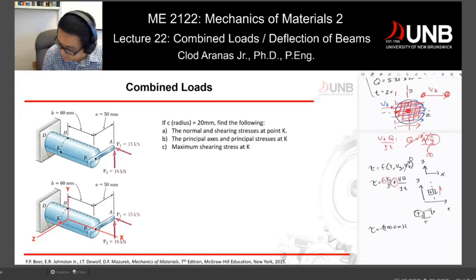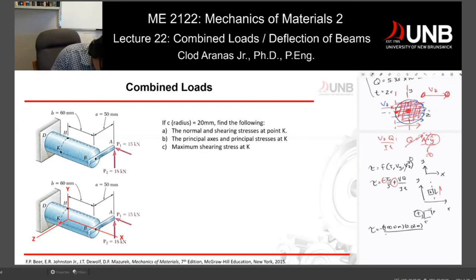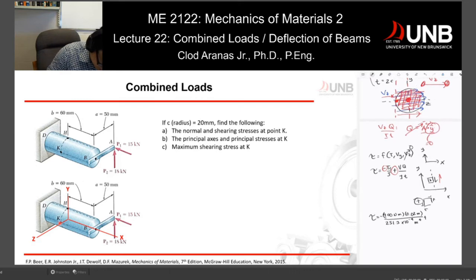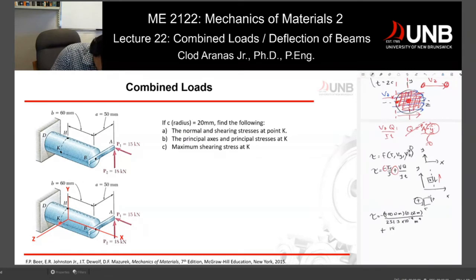And then this is 0.02 meters divided by 251.3 times 10 raised to negative 9 m raised to 4 plus, I'm thinking if you can still see it later, but yeah, so I'm just going to write it down here. So that would be plus 18 kilonewtons. So that's your V sub y. Going to put here V sub y, 18 kilonewtons.